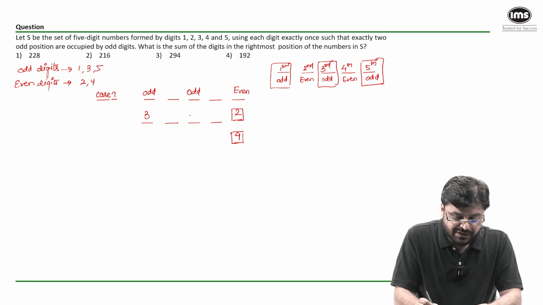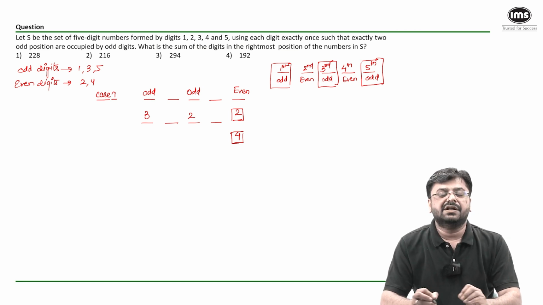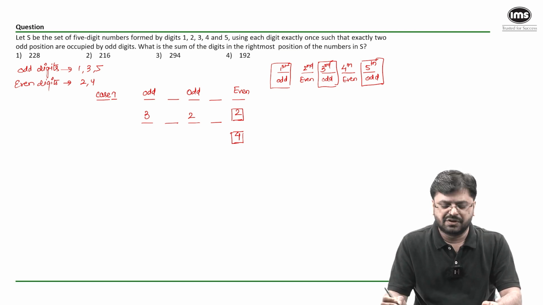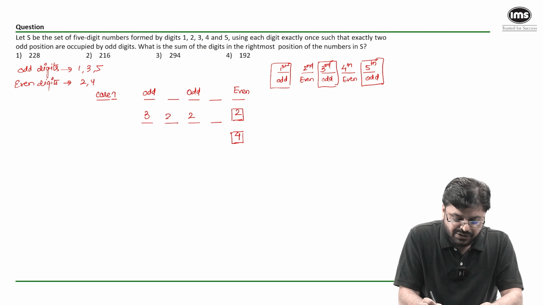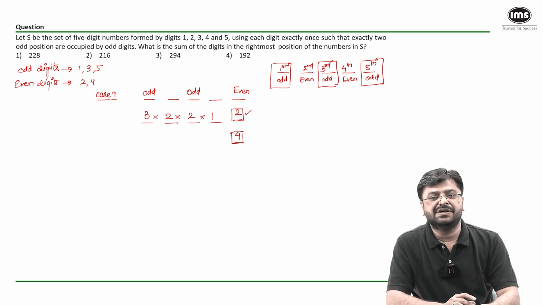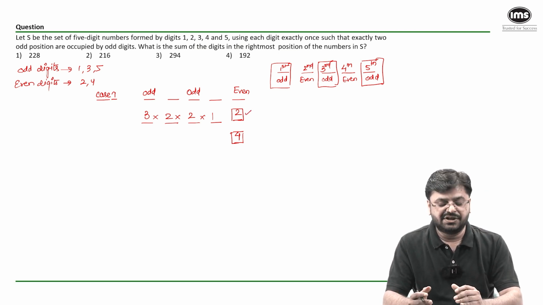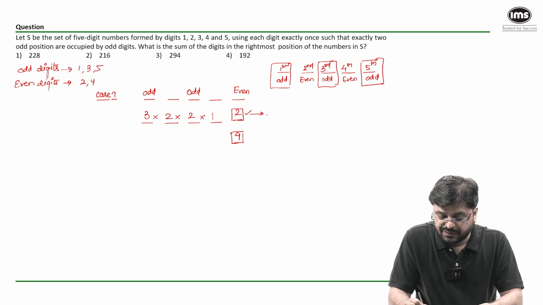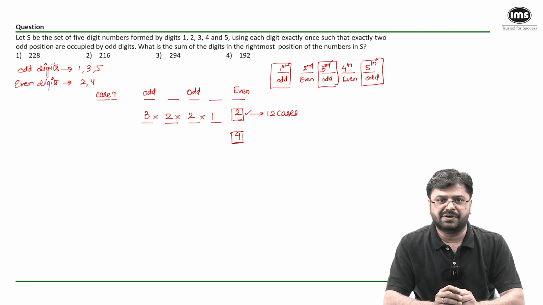And this place can be filled in 2 ways. The moment you do it, you have already filled 3 places out of 5 and you're left with 2 different digits, and there's no restriction for those digits. So you can fill the remaining 2 places in 2 into 1 ways. So for these many cases, this digit 2 will stand at unit place. How many cases are these? 12 cases. For 12 cases, 2 will be there at the unit place.